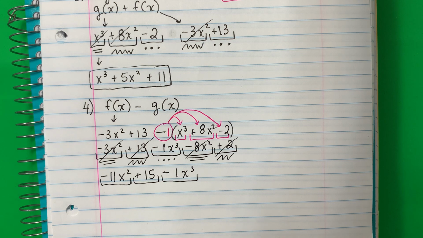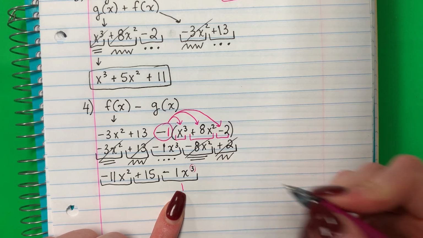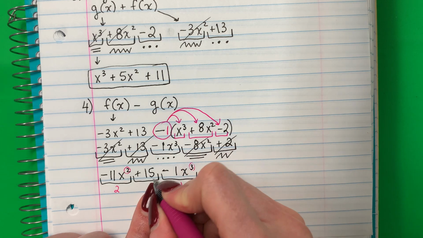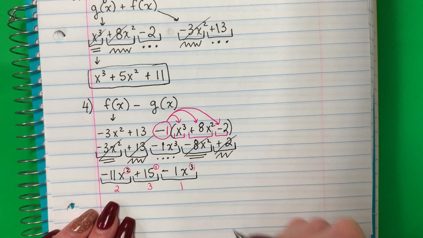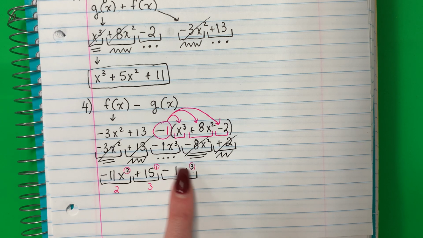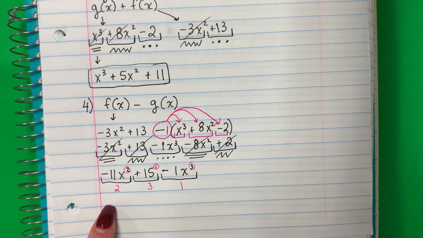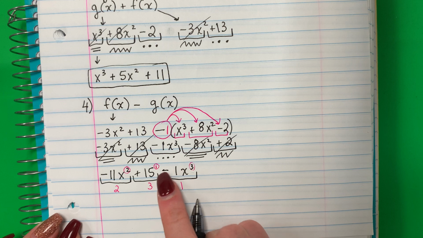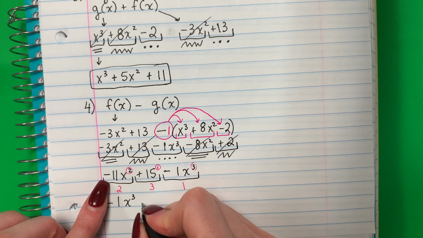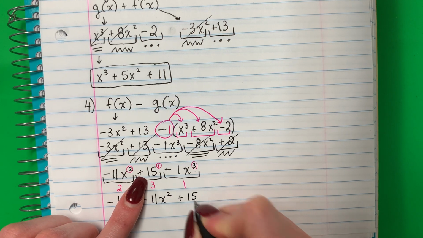Which one is the biggest? 3. So this is first. After 3 is 2. So this is second. And then here it's 1, so this will be last. So big, medium, small. So this will go first. Negative 1x cubed, then negative 11x squared, and finally plus 15.